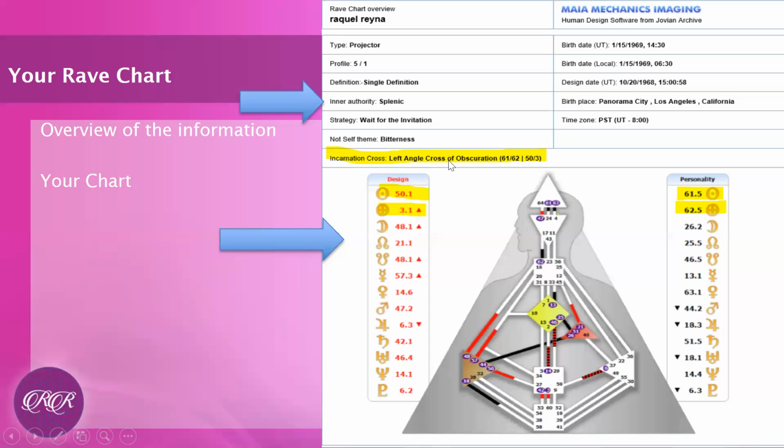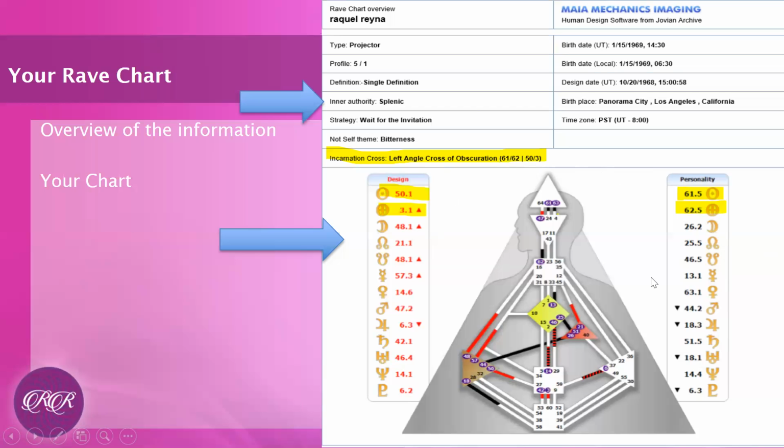The incarnation cross is made up of these 4 gates: 61, 62, 50, and 3. You find these here in the first 4 numbers. This is the 61, 62, the 50, and the 3. It also brings me to the understanding of what these numbers are here, and why these are in black and why these are in red.